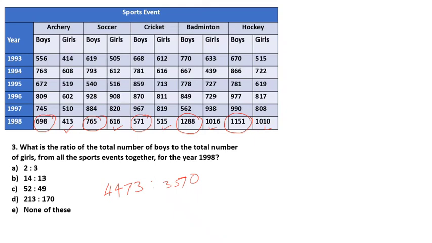So 4473 divided is to 3570. So you can cut it with 3. 3 will go how many times? 1, 4, 9, 1. Here when you cut it with 3, it becomes 1, 1, 9, 0. Again you can cut it with 7. Here 2 times, 1 time, 3 times. Here you can cut it with 7, 1 time, 7 time, 0. So 213 is to 170 is the correct answer. So accordingly you can mark option D as the correct answer. 213 is to 170.